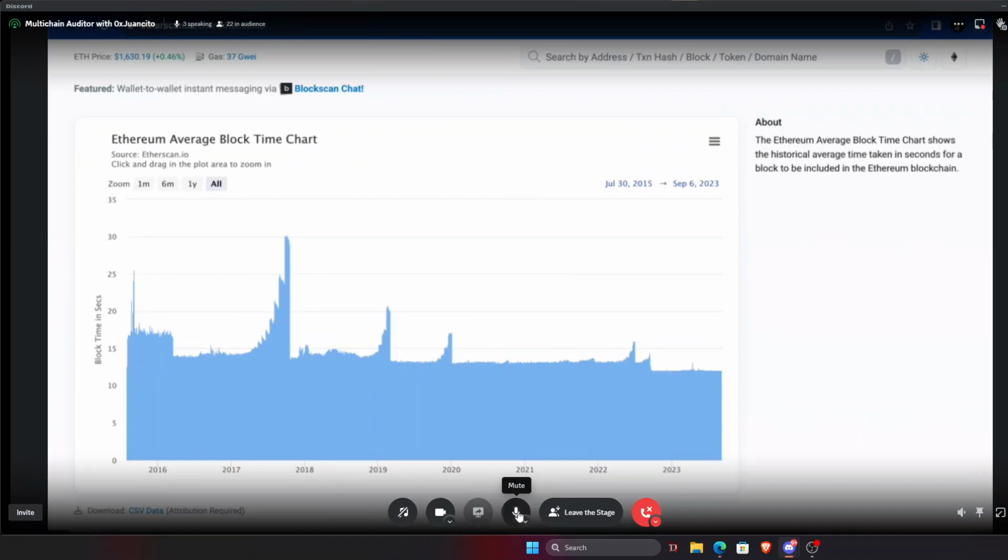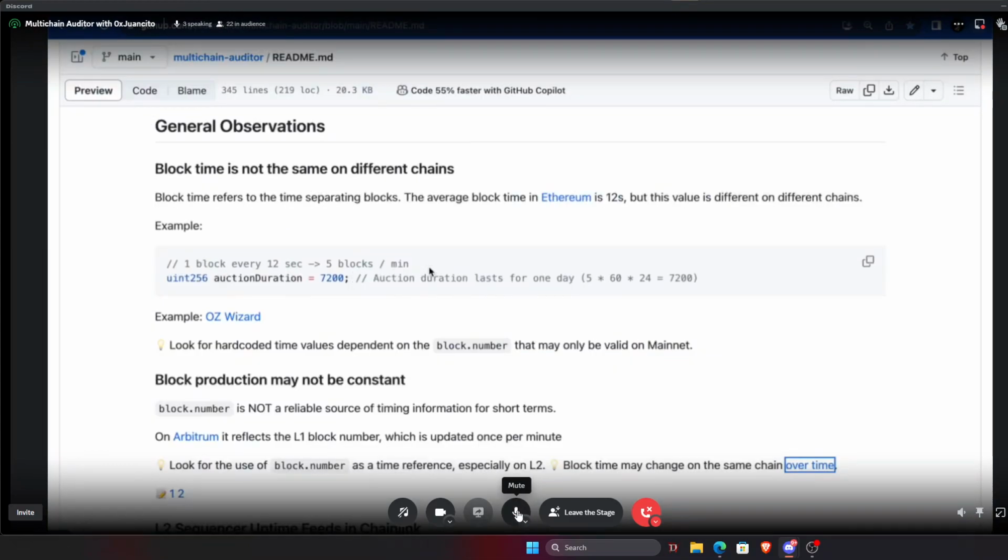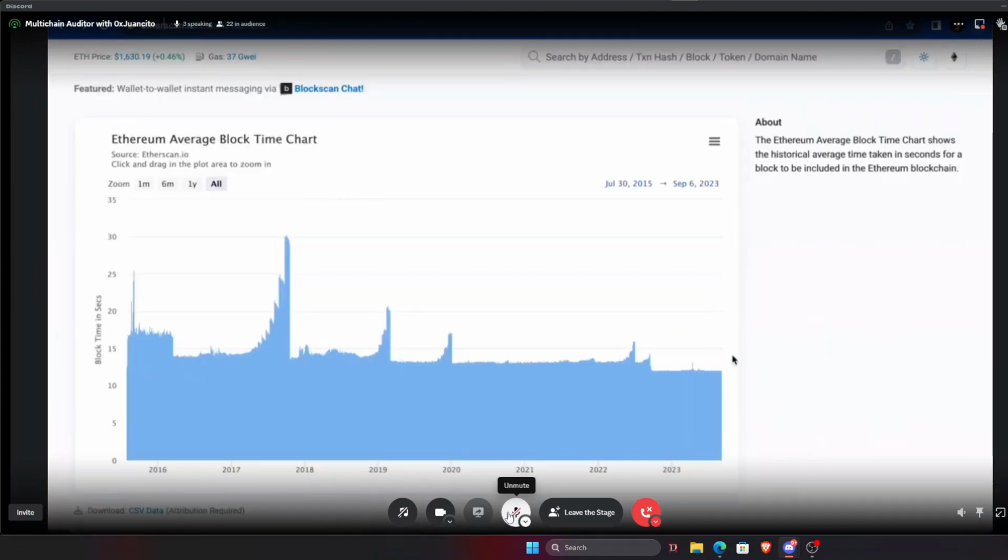One question for you here. After EIP 1559, block time got really consistent, right? Yeah. So nowadays it's more consistent, and I think it should stay consistent over time.